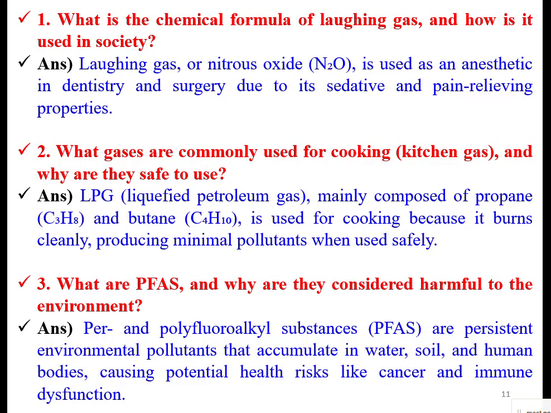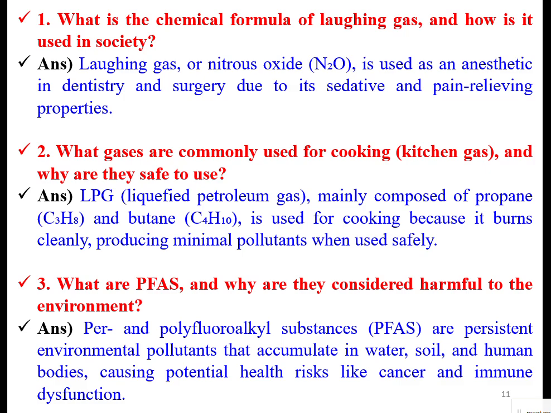Now very important questions. What is the chemical laughing gas, and how is it used in society? The laughing gas formula is N2O, called nitrous oxide. Nitrous oxide is used as an anesthetic in dentistry. Suppose the doctor is performing an operation on the teeth, so he gives an anesthetic so that you won't feel any pain. So in that case we are using nitrous oxide N2O. It is also used in surgery due to its sedative and pain-relieving properties. What is laughing gas? N2O, nitrous oxide.